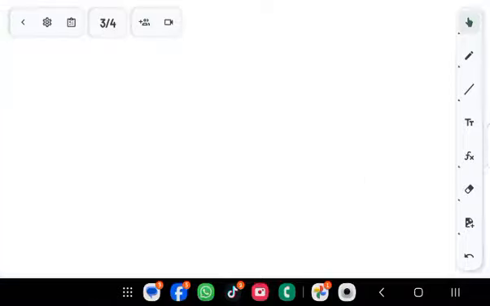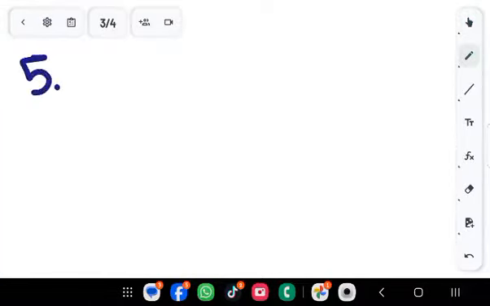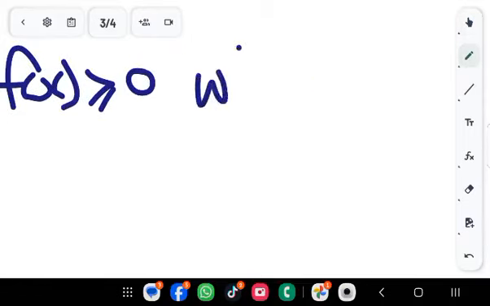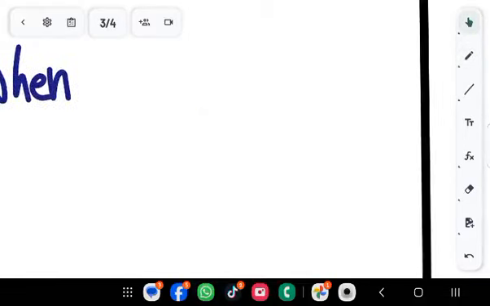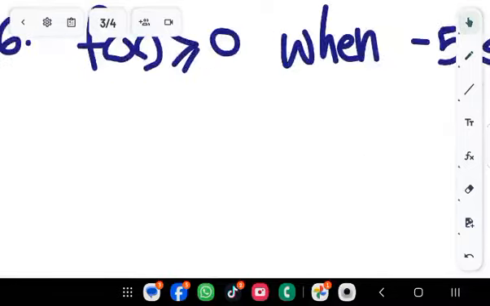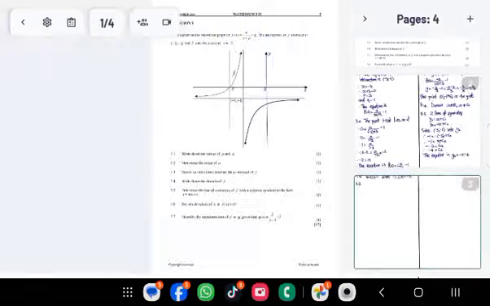So that was 5.6. f of x is greater than or equal to 0 when your x is between -5 and -3, including -5 but not including -3. And that's how you write that. The last question, 5.7. Let's go.